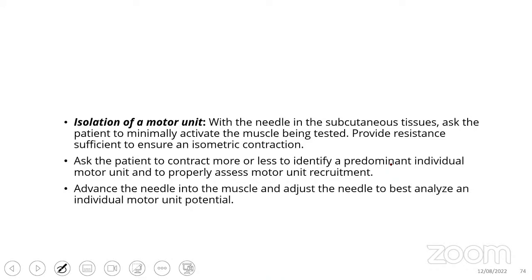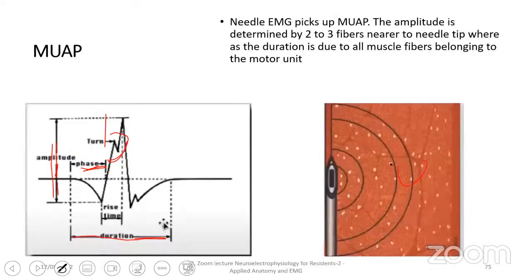Ask the patient to minimally activate the muscle that is being tested. Provide slight resistance sufficient to ensure an isometric contraction. Ask the patient to contract more or less to identify a predominant individual motor unit and properly assess motor unit recruitment. Advance the needle into the muscle, adjust the needle to best analyze an individual motor unit potential. So you can see the amplitudes, the phases, etc.